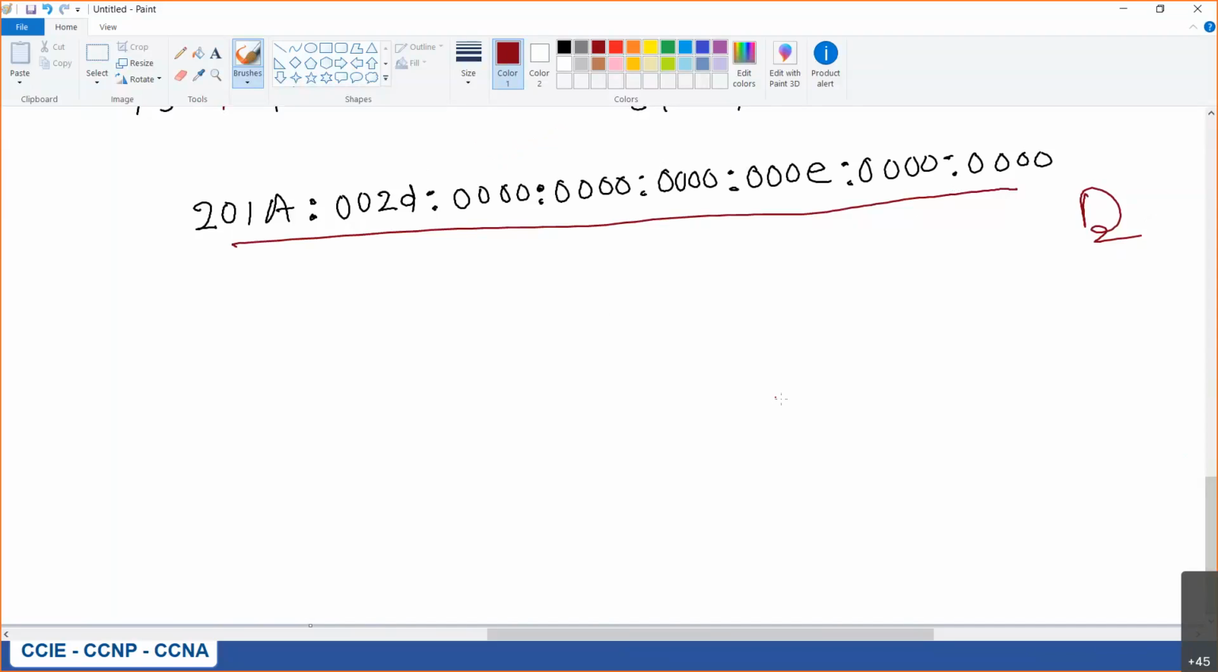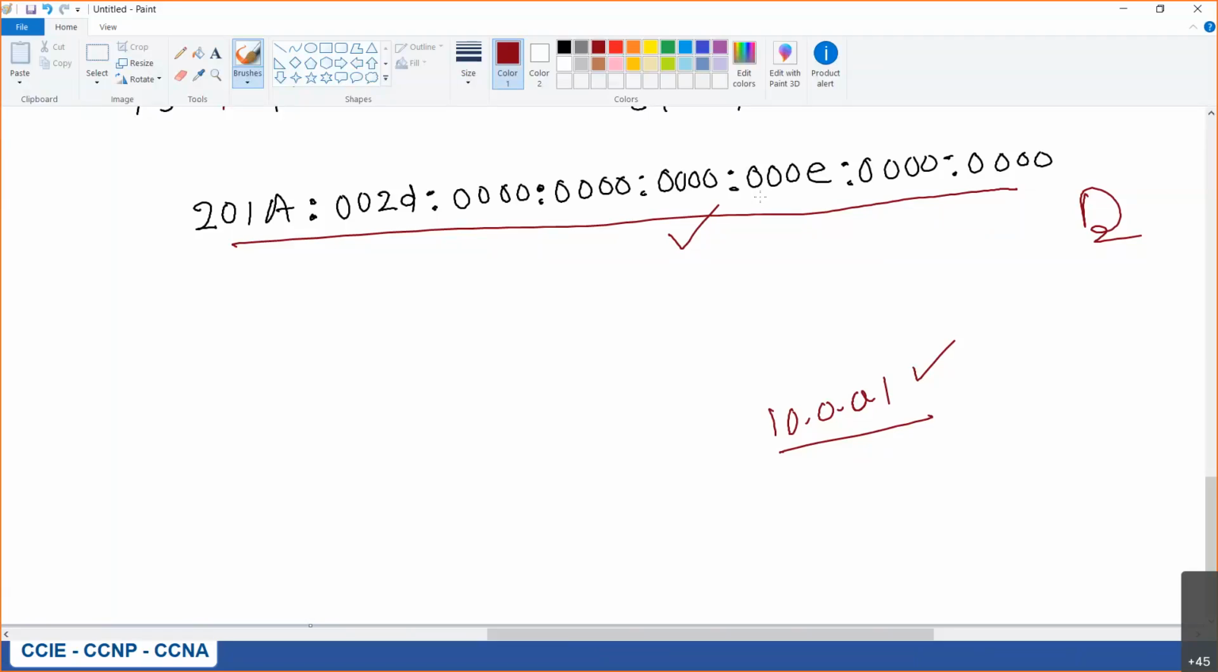So let me take one IPv4 example, 10.0.0.1. This is an IPv4 example. This is an IPv6 example. So which is simple? IPv4. Okay. The same question I'll ask you after some time, so be ready for that.